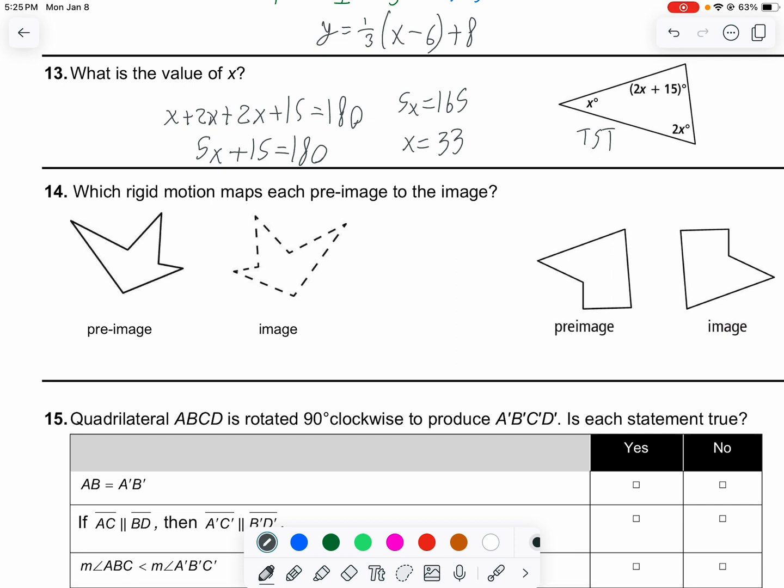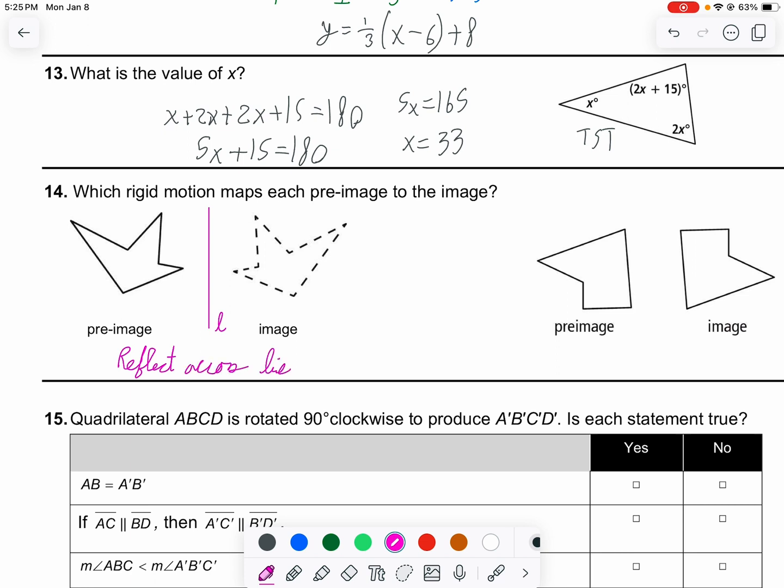All right, number 14. What rigid motion maps the preimage to the image? Well, our first one, preimage to the image, pretty simple line. This is a reflection line. So I'm going to draw it right there. It's reflected across line L. So I'm going to say that. Reflect across line L.